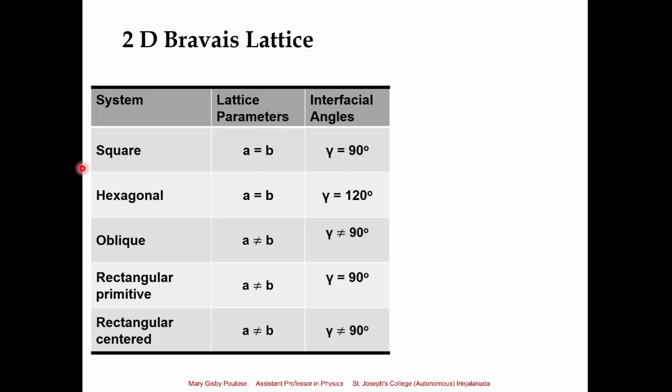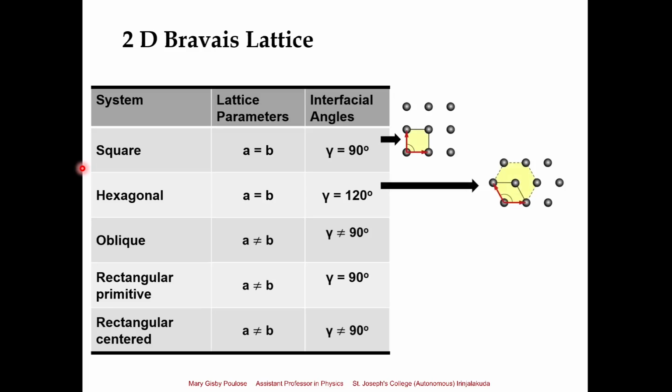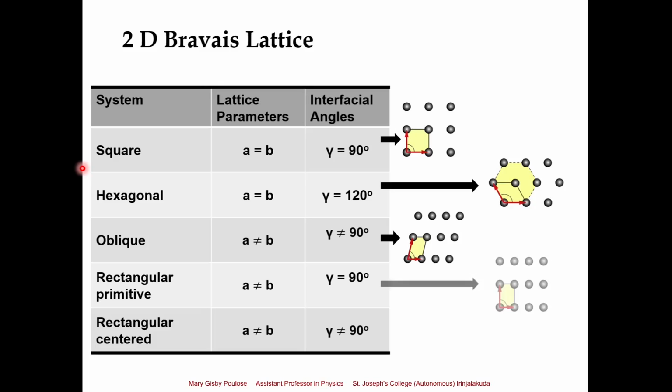The shapes of these 5 crystal systems are shown here. In the square system, we have the lattice as such. In the hexagonal system, the lattice is shown as such. In the oblique system, the lattice will be formed as such. Here, gamma is not equal to 90 degrees. In the rectangular primitive system, the crystal lattice is as such. And in the rectangular centered system, we have the crystal lattice as such.